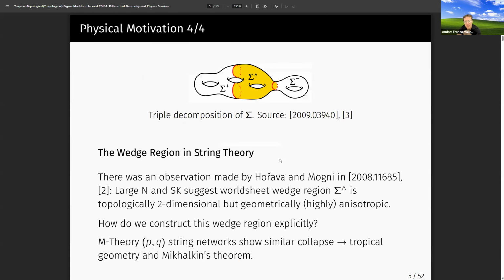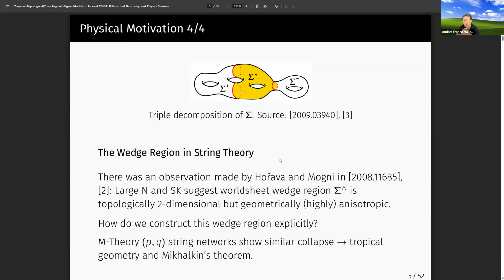And it turns out a few years ago that Hořava and his student Christopher Magni were able to actually show that this results in a refinement of string theory. You actually end up getting a world sheet, which you remember was the source space. It ends up getting this sort of refinement where you have a triple decomposition: part of the world sheet is going forward in time, part of the world sheet is going backwards in time, and you have this sort of glued wedge region.